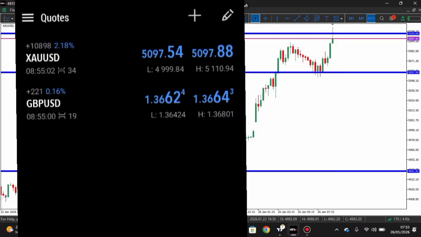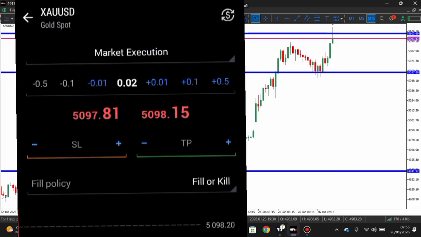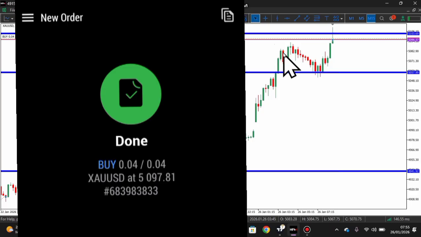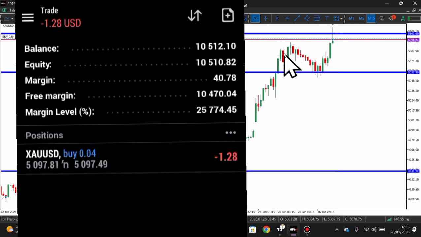I'll be entering right now, 0.04. Let's try the buy. Alright, so as you can see, I'm in this trade right now, and I'll go ahead, as my strategy instructs me, to put my stop loss where it's supposed to be.